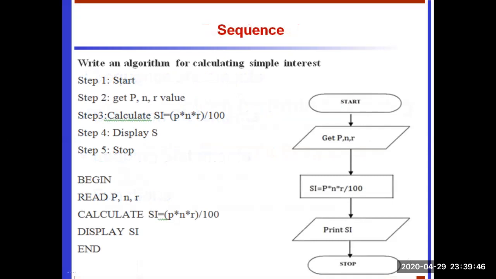Sequence statement. Every statement executes one after another. This sequence statement follows a top to bottom approach. So see the example of simple interest: algorithm, flowchart, pseudocode. Here every statement or line executes one after another. We do not skip any lines, and we do not jump over any lines. So every statement must execute one after another. So this is a simple example for the sequence statement.